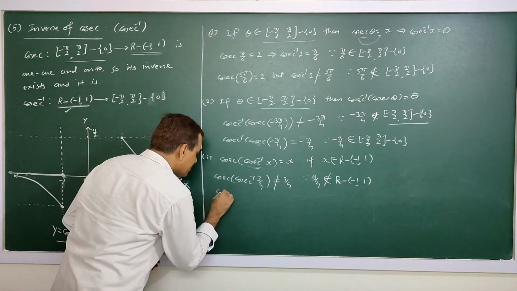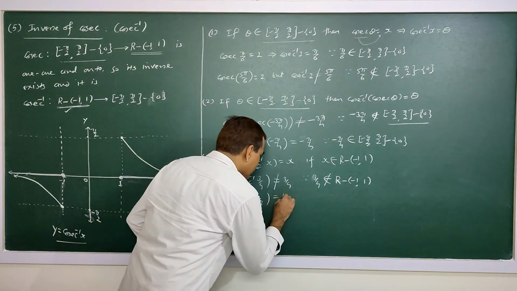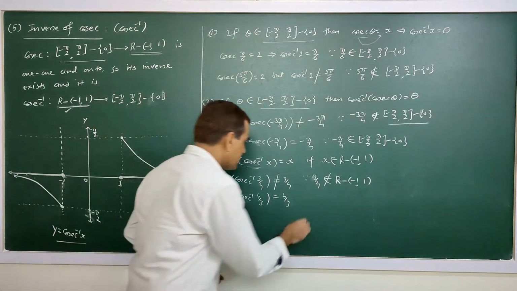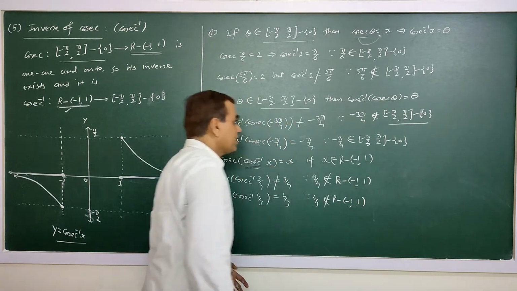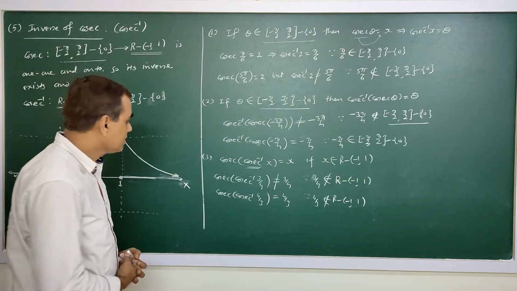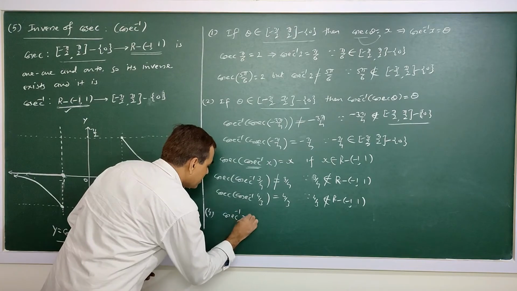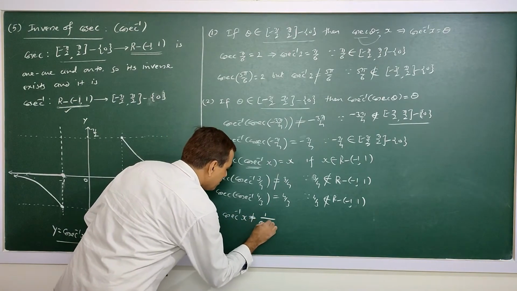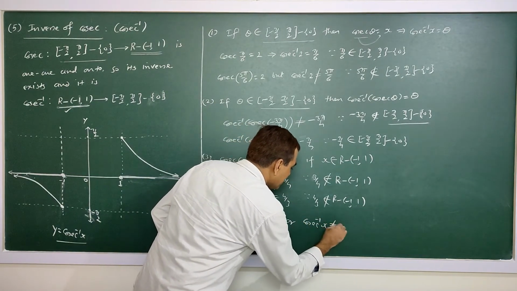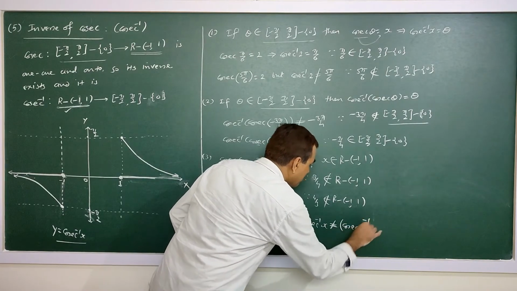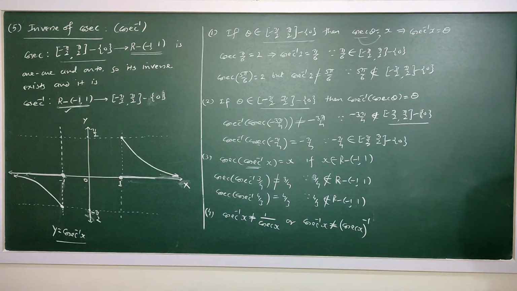But if I give here 4 by 3, then it is allowed, because 4 by 3 belongs to R minus (-1, 1). Then the fourth property is: cosec inverse x is not equal to 1 upon cosec x, or cosec inverse x is not equal to cosec raised to minus 1. So this was about cosec inverse.